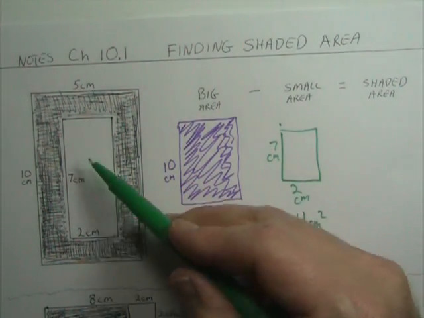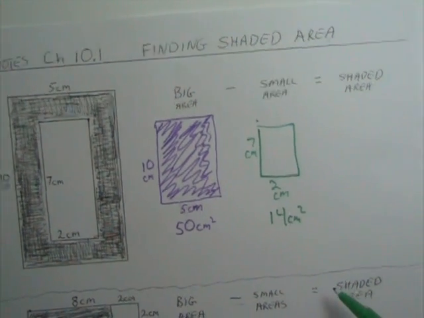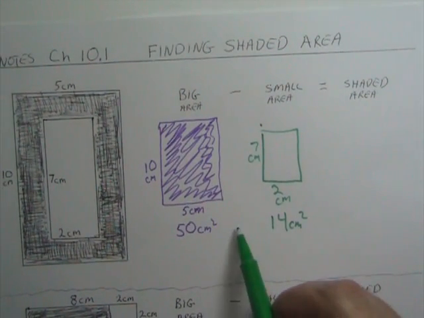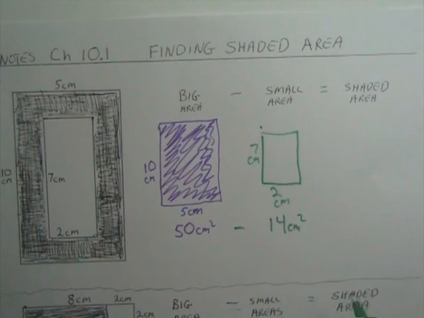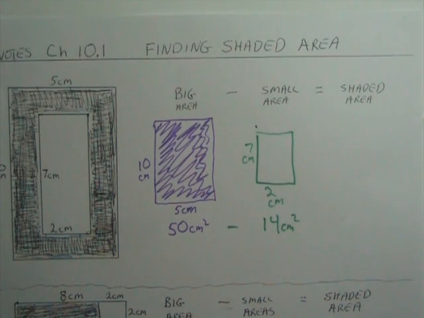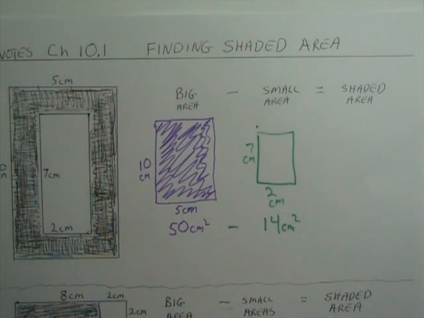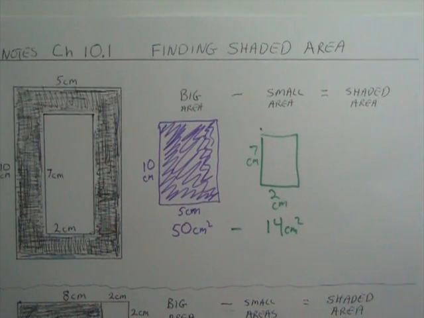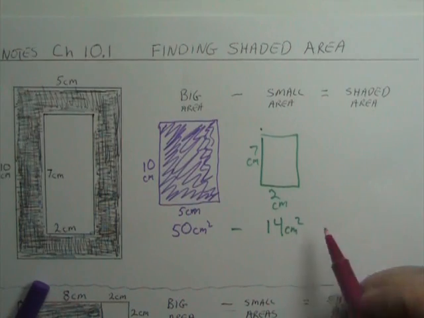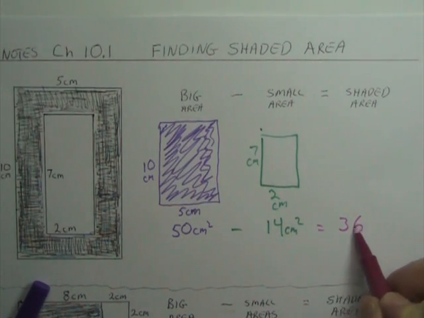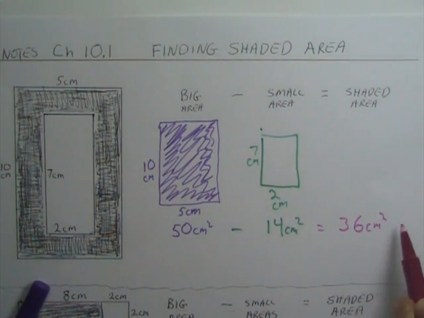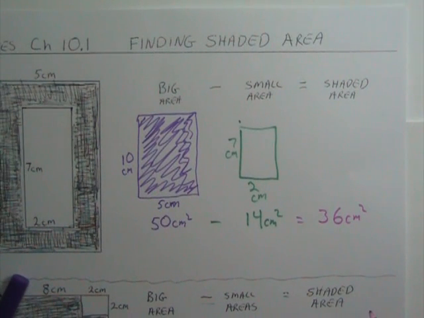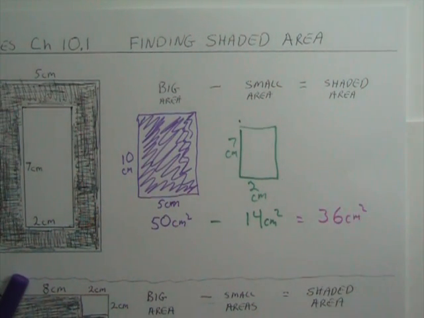Here's the inside area. And now all we have to do is subtract it, right? 50 minus 14. And 50 minus 14 would be 36. 36 centimeters squared.